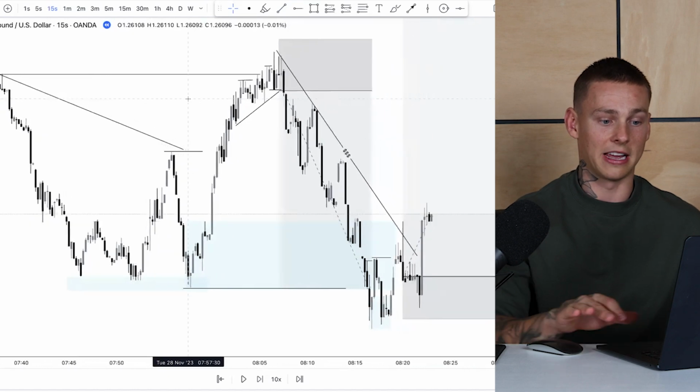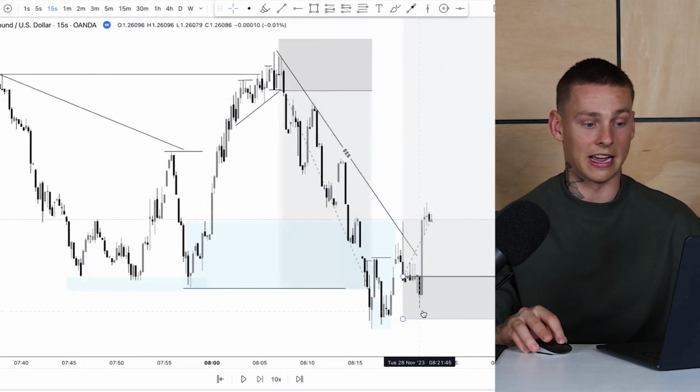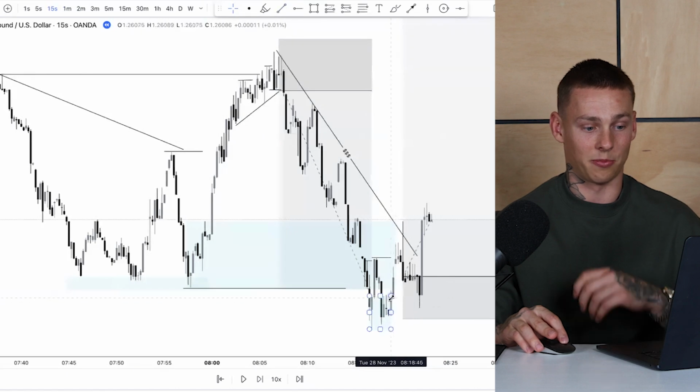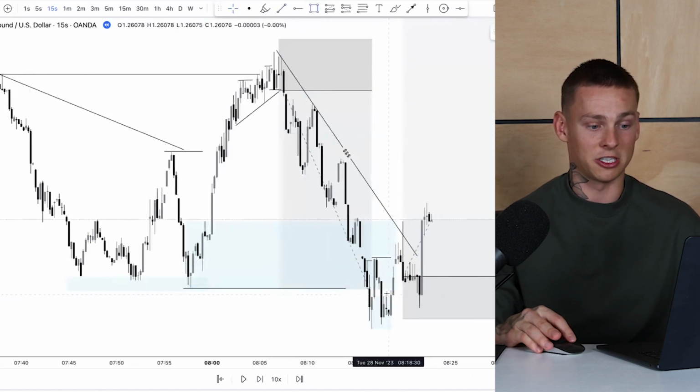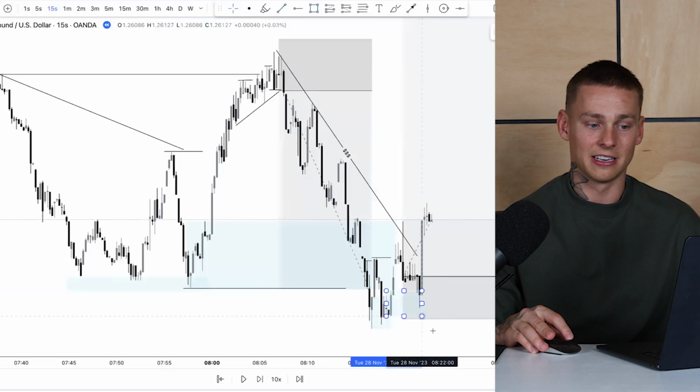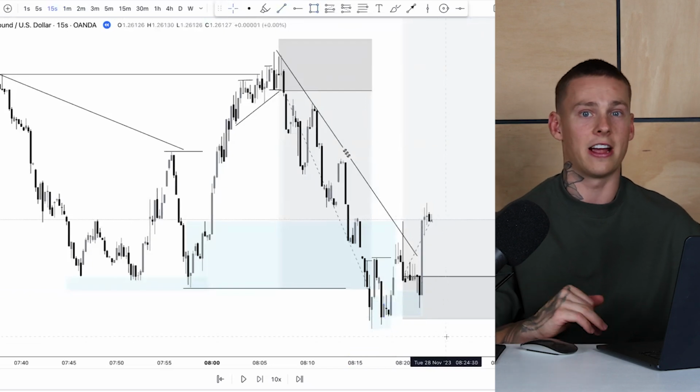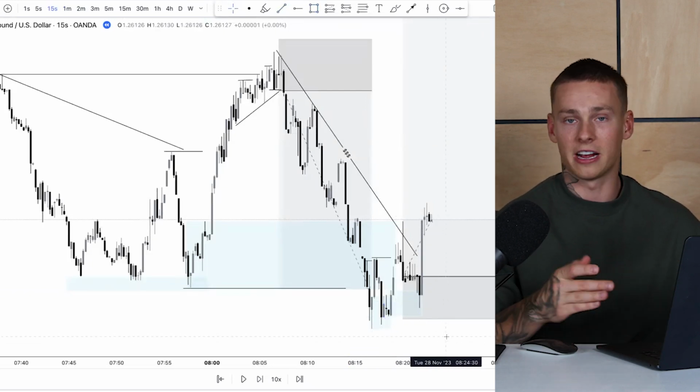Price ended up coming in, taking that trend line liquidity. Again, it went right down into this lower point of interest too. So that could have been a much better risk to reward trade. But to be honest, it's not about that. For me, it's just about getting in the trade, ensuring that I'm in. Once I'm in, I can manage my position.